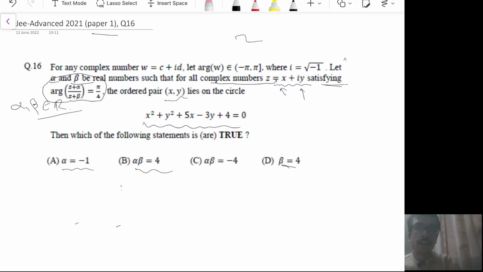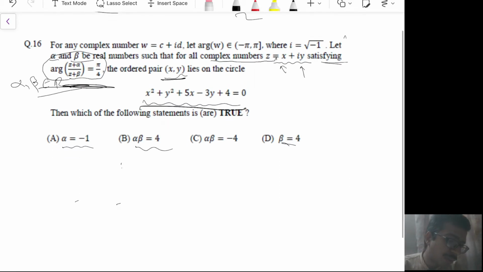If you look at this, argument of (z plus alpha) by (z plus beta) equals pi by 4, the first thing you may want to try is to substitute z equals x plus iota y. Then you can compute this ratio and see what is the form of the argument. All that can be done, but there is a very simple way. We know that it lies on a circle, and this equation also suggests that z should lie on a circle.